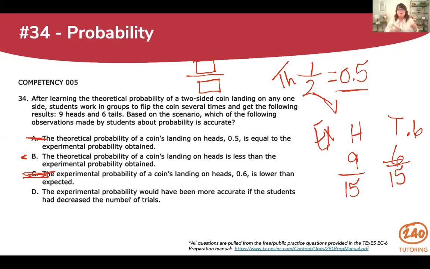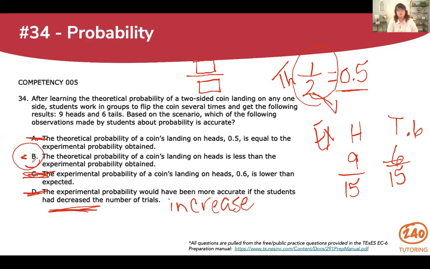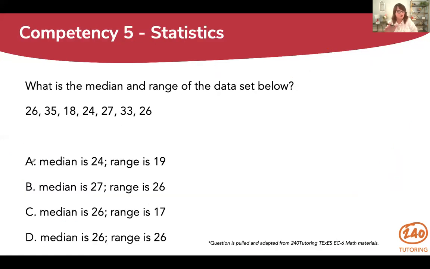So the more times I flip that coin, more and more and more, I'm going to get closer to this theoretical probability, not decreasing the number of trials. I would need to increase the number of trials to get close to that theoretical probability. D is not correct. It is B. So this one just requires some thinking. All right, we're going to move on.